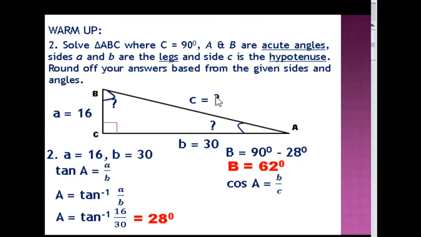Solving for side c, cosine A is equal to b over c, or cosine A is equal to the adjacent side over the hypotenuse. So from here, we can say that c is equal to b over cosine A, or we have 30 divided by cosine 28. Solving this in a scientific calculator, we have c is equal to 34.